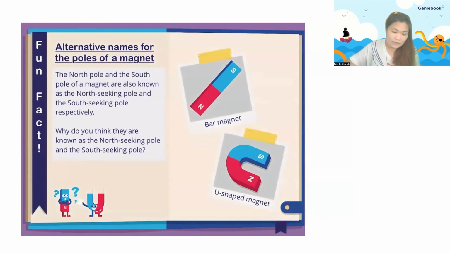Okay, let's learn some fun facts, something interesting about the names of the poles of a magnet. We don't just call it North Pole or South Pole. You can actually call them the north-seeking pole as well as the south-seeking pole. You call them that because they will always be searching for the north, seeking the north, as well as seeking the south. That's why you have the names north-seeking pole and south-seeking pole. Seeking is like looking for it.